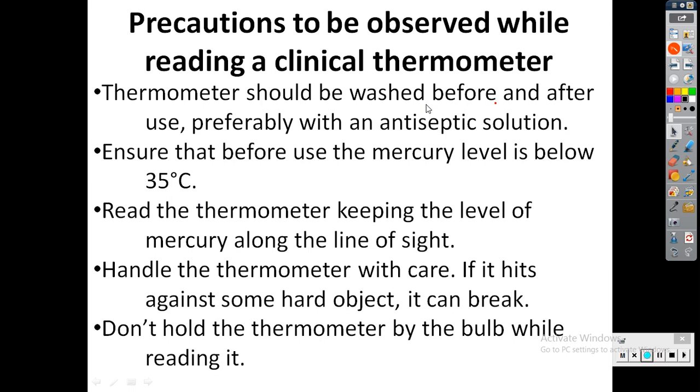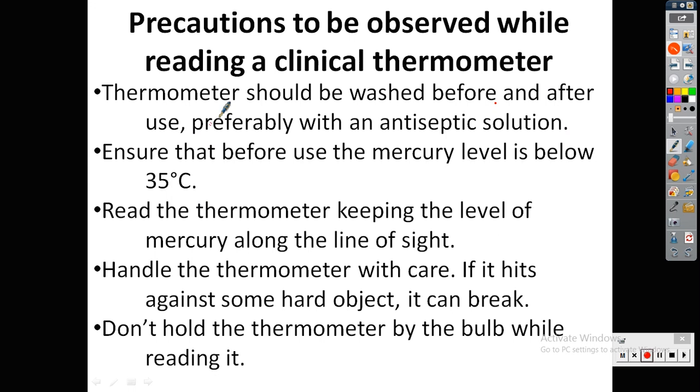Some other precautions we have to take while reading the thermometer. The thermometer should be washed before and after use with an antiseptic solution. If we are using the same thermometer for different persons, it should be washed with an antiseptic solution. What is the meaning of an antiseptic solution? A solution which is able to kill microorganisms is called an antiseptic solution. Spirit is an antiseptic solution, Dettol is an antiseptic solution.